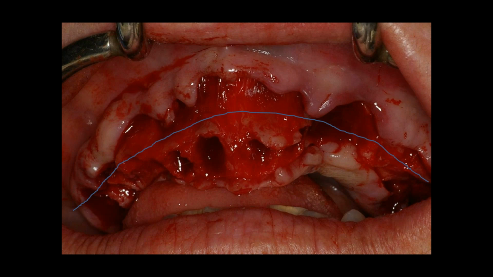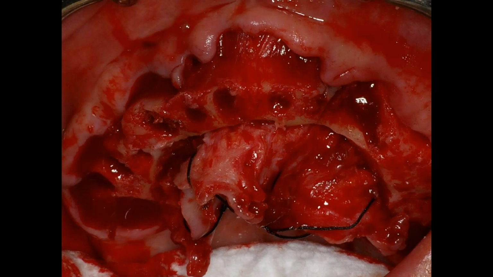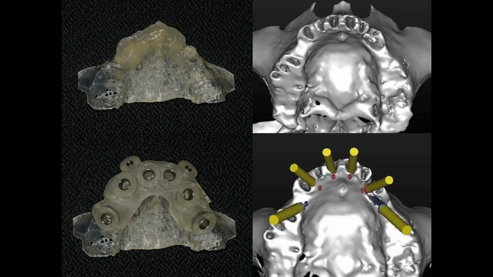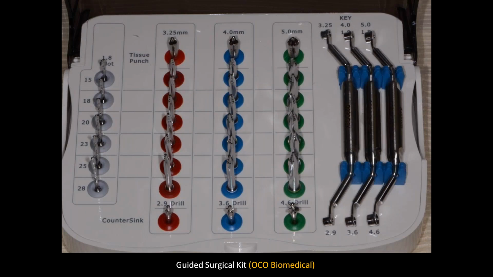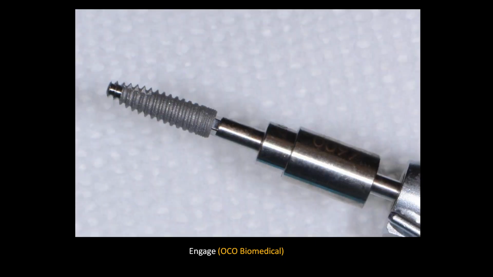This is what it looks like once we've reflected the tissue, and you can identify the areas that we've leveled. We place our surgical guide onto this area, and utilizing our guided surgical drill kit from Oko Biomedical, we sequentially do our osteotomies and place our engaged Oko implants.